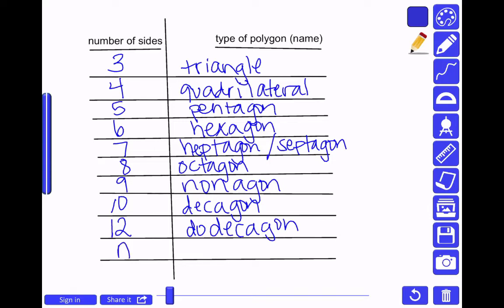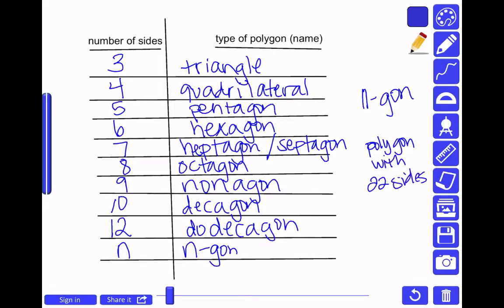Now, if it has n number of sides, then we would call it an n-gon. And what I mean by that is, for example, an 11-sided polygon would be called an 11-gon. We don't have a special name for that. So if I have a polygon with 22 sides, that is called a 22-gon. So this is n, which represents the number of sides.